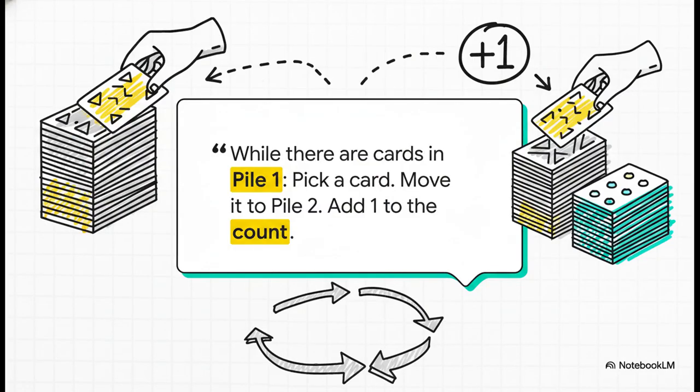And here's a brilliant example of that. Just look at how clear this is. That phrase, while there are cards in pile 1, that's setting up a loop. And the instructions inside, simple, clear actions. It perfectly describes a process without a single bit of confusing code. Anyone can read this and know exactly what's supposed to happen.